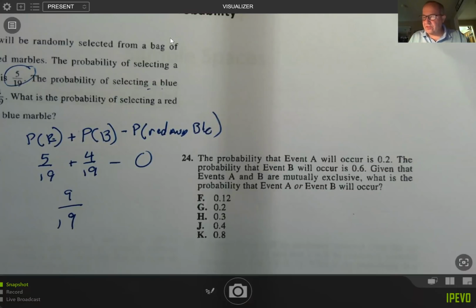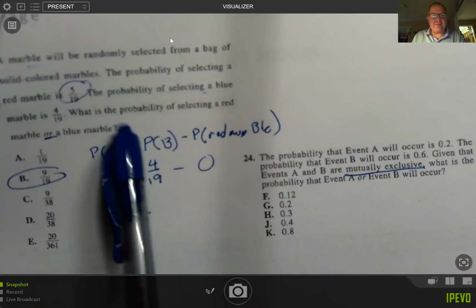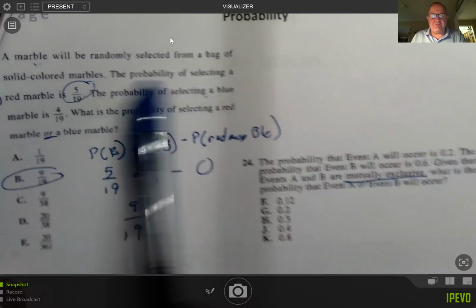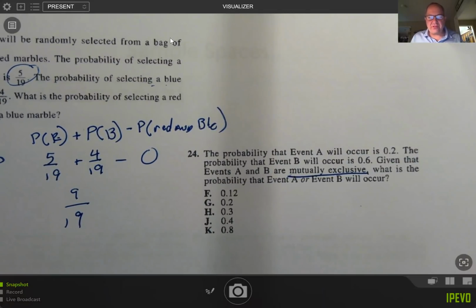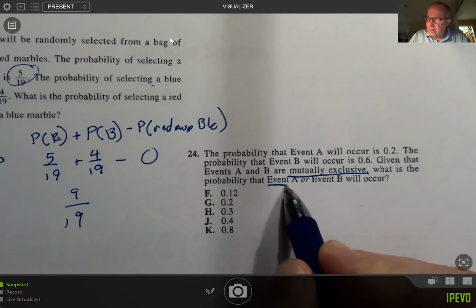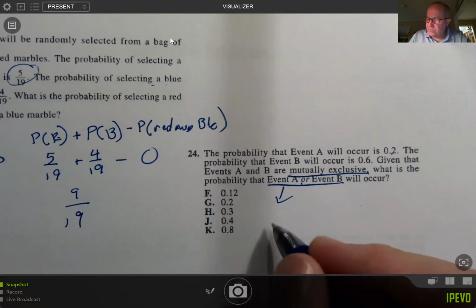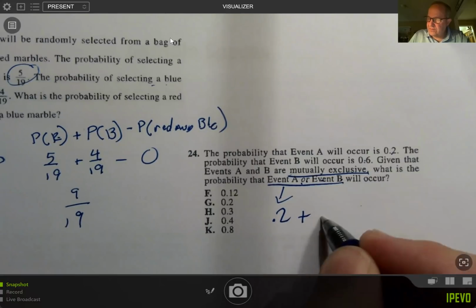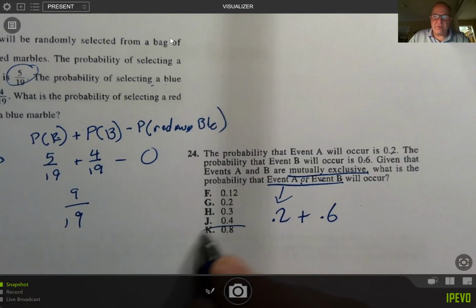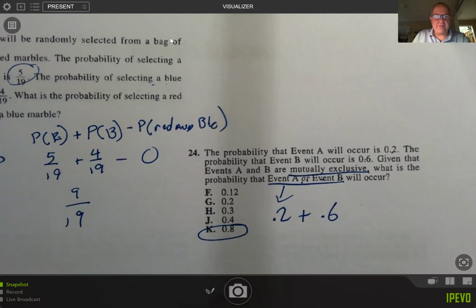Okay. Now, there's a couple things here. There's a vocab word here called mutually exclusive. That's what happened over here. There's no overlap. There's nothing going on here. Even if you did not know what mutually exclusive meant, we just look here, event A or event B. So the probability of A, which we're told is 0.2, or means plus, event B is 0.6, letter K, 0.8. Even if we didn't know what mutually exclusive meant, we've got it.